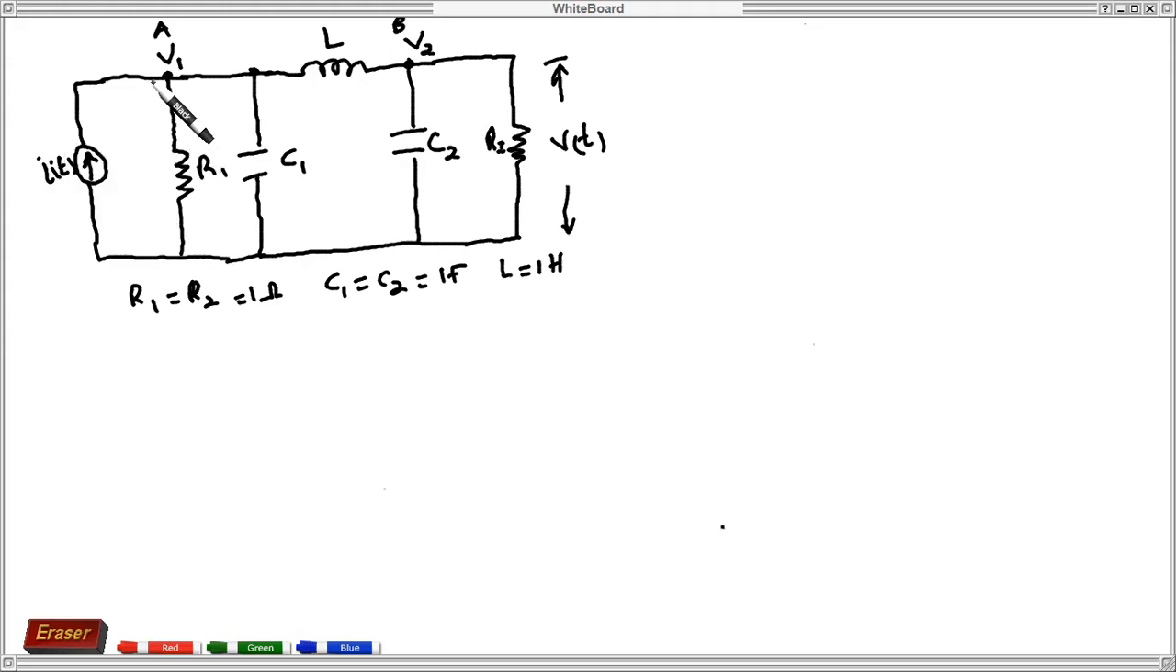Then the current I of T comes to node A, subdivides into these currents. So we can call this current I1, current I2, current I3, I4, and I5. Those are the currents we can have in our given network. Okay, those are the currents in the network. We can choose to analyze the circuit as follows.